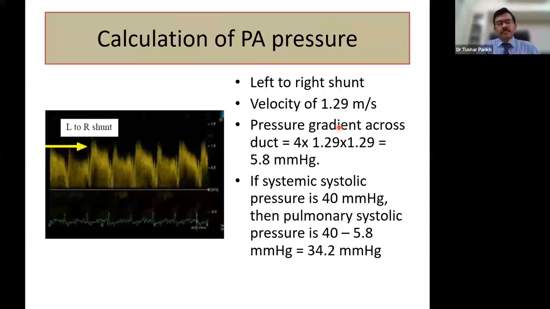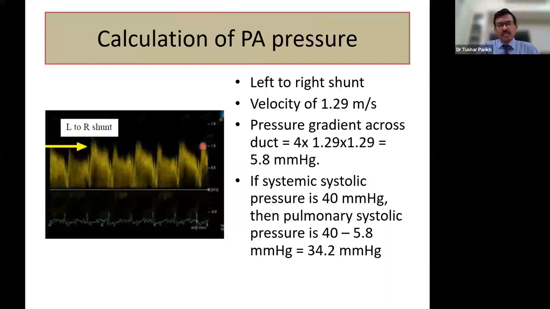So you put the color continuous wave Doppler there and you will get a velocity. So either the velocity will be below the baseline if it is a right to left shunt, velocity will be above the baseline if it is a left to right shunt. Now in this case it is a left to right shunt, and therefore what you can see is a pure left to right shunt. So here you are able to measure this velocity.